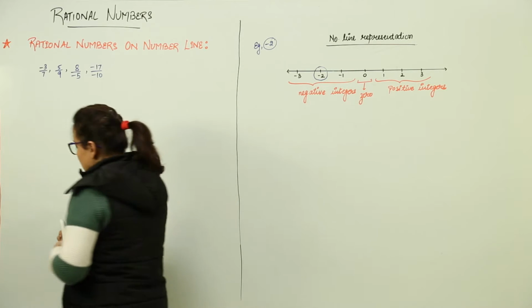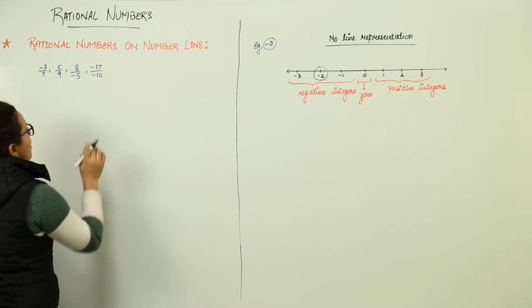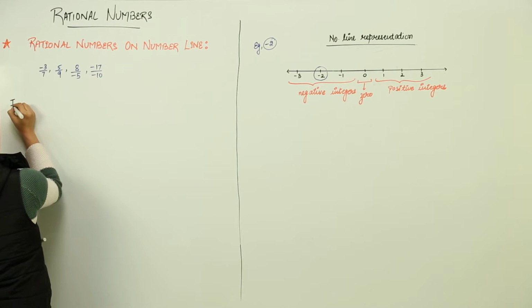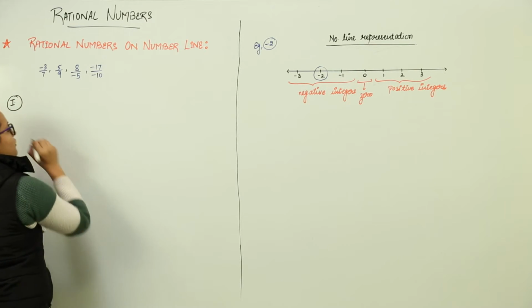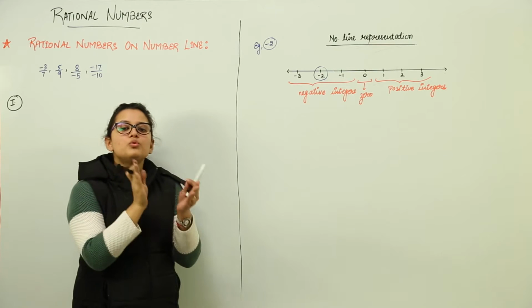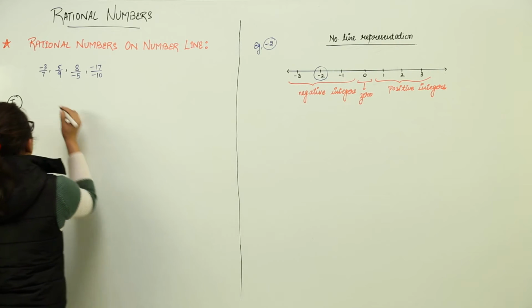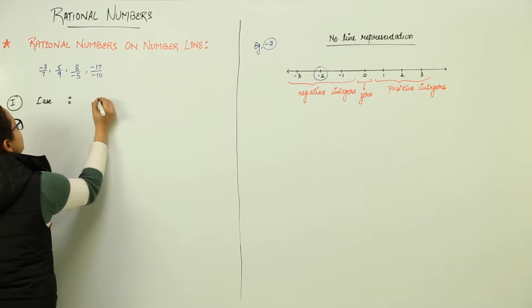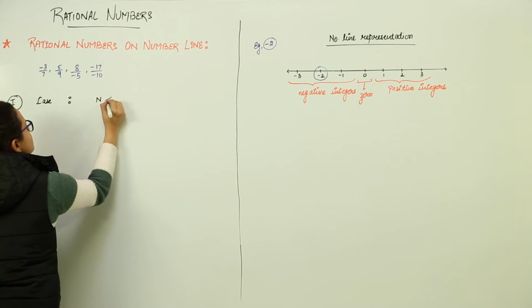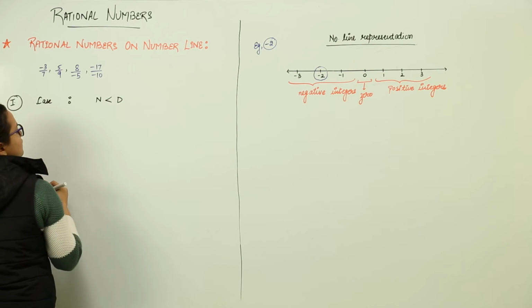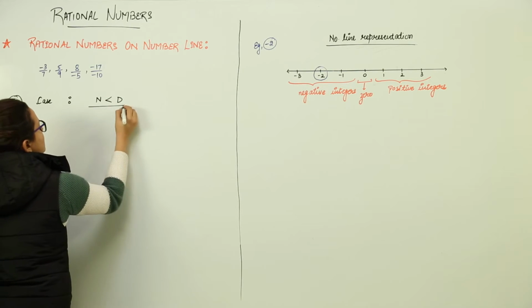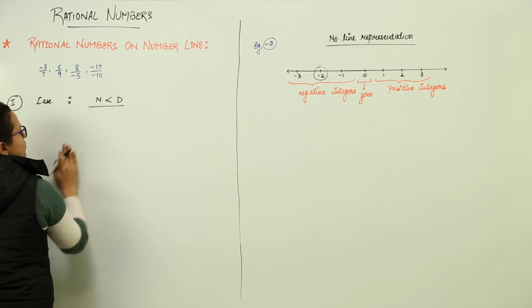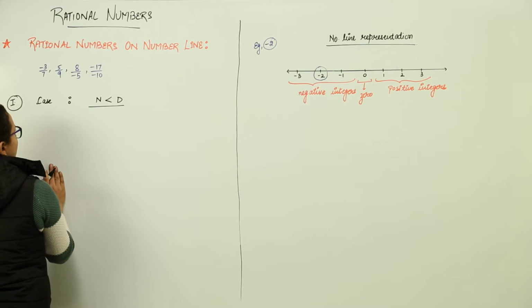Now, before moving on to how to draw, you must consider the two cases. To make it simple, I have divided the topic into two parts. The first part, my first case, is if the numerator is smaller than the denominator. We will be discussing the first case now. If the numerator is smaller than the denominator, what should be done?